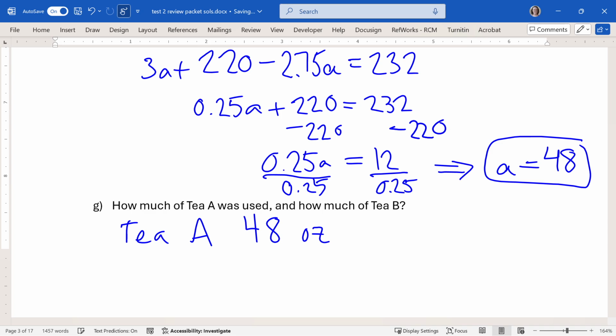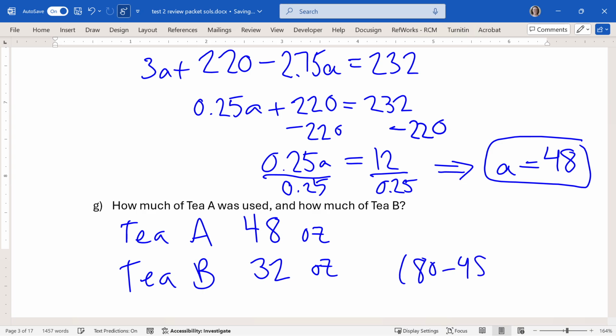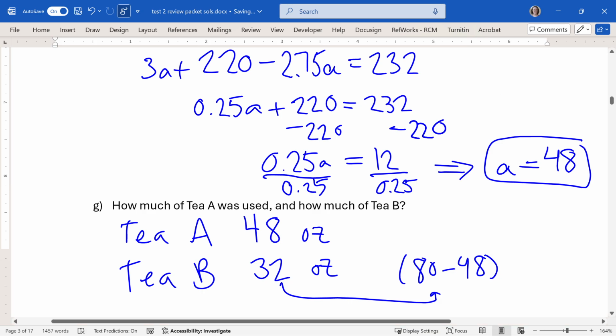OZ is the abbreviation for ounce. And then for TB, remember TB is the rest of that 80 ounces. So it's going to be 80 minus 48, which I think is going to be 32 ounces. So you can just subtract 80 minus 48. Okay, that's that problem. Let's look at the next one.